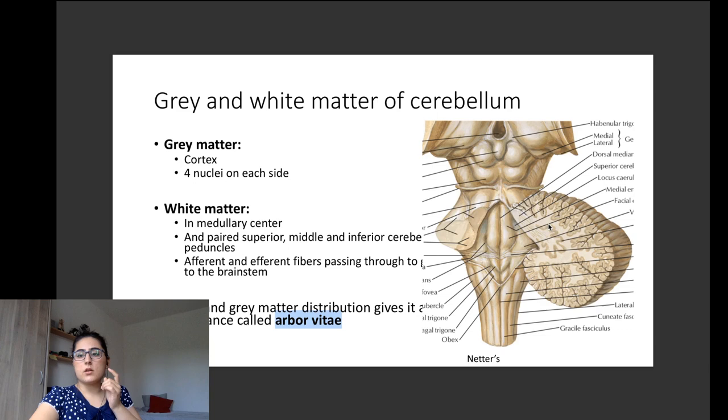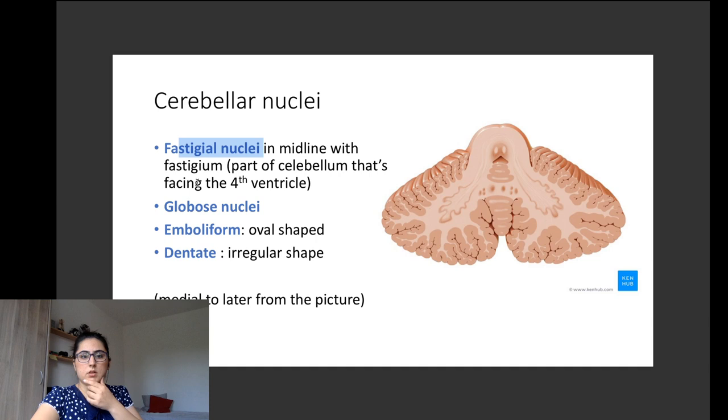So let's talk about the gray matter. We said there was the cortex and the four nuclei on each side, right? So these four nuclei are the vestibular nucleus, this one, globose nucleus, this one, emboliform, this guy, and then this massive one.